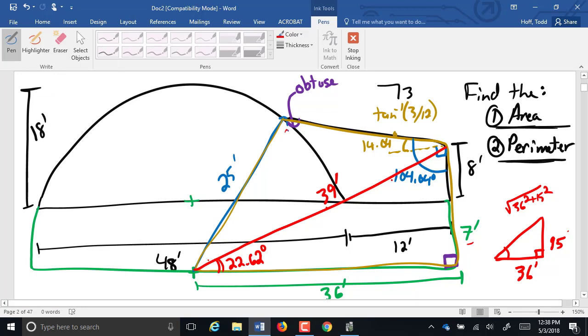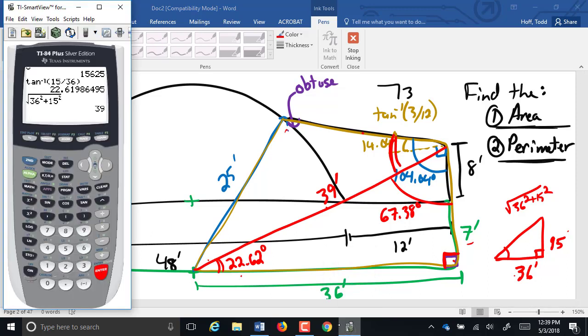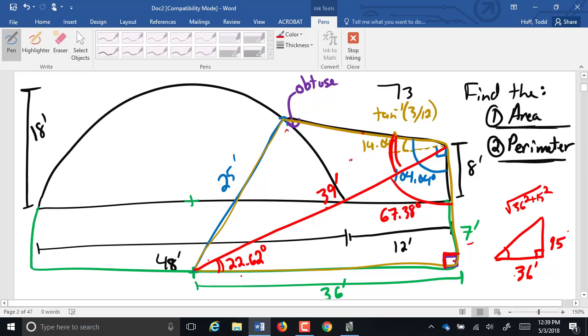Now, what's this angle here have to be? Where'd the 67.38 come from? Yeah, we had 90 here, so it's 90 minus 22.62 gives us that. So that means this angle up here has to be 104.04 minus the 67.38. 36.66 degrees.